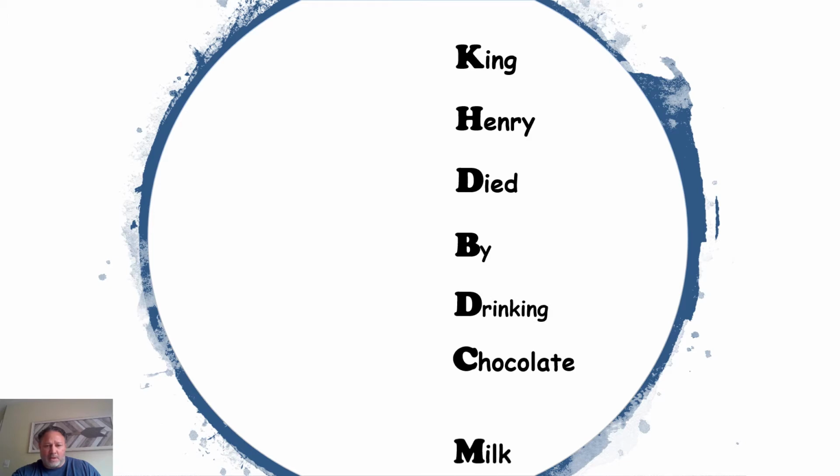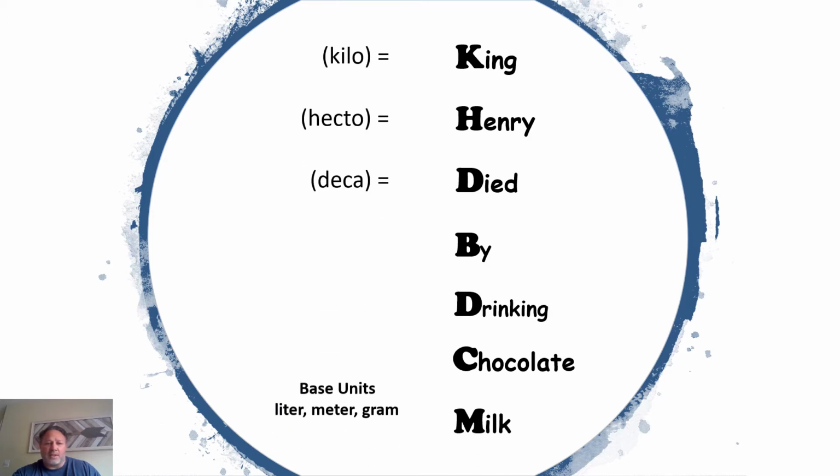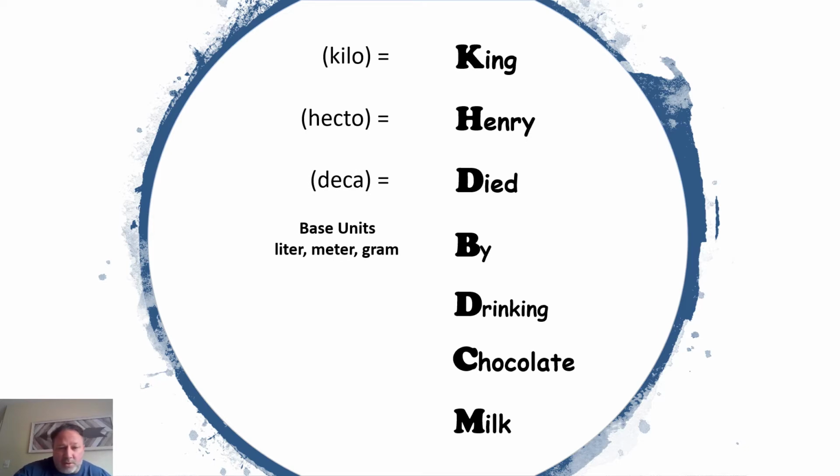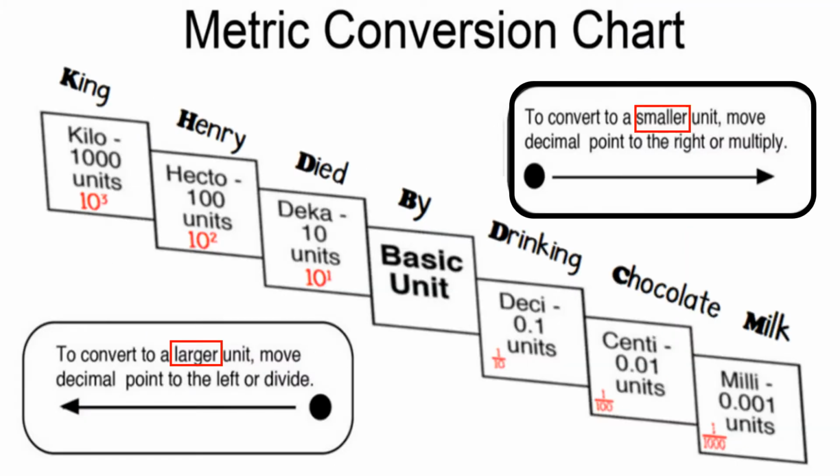Next slide. King Henry died by drinking chocolate milk. Remember that K is for kilo, H is for hecto, D is for deca, B is your base units, liter, meter, gram. Your deci is the D, your centi, and your milli. And this is just another way of showing it horizontally. Remember to convert to a smaller unit, move the decimal point to the right or multiply. To convert to a larger unit, move the decimal point to the left or divide.